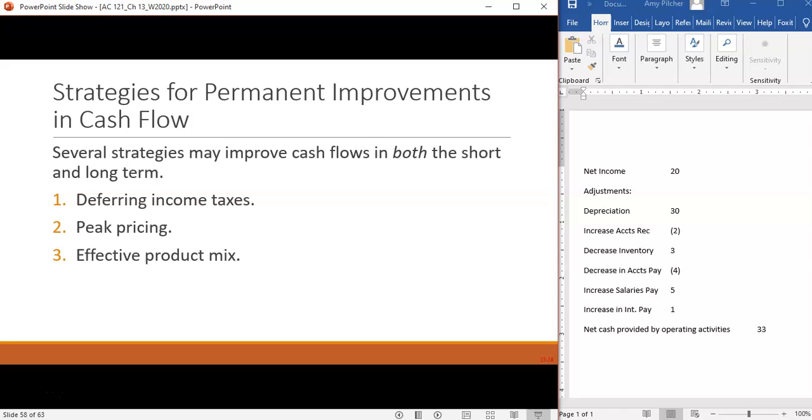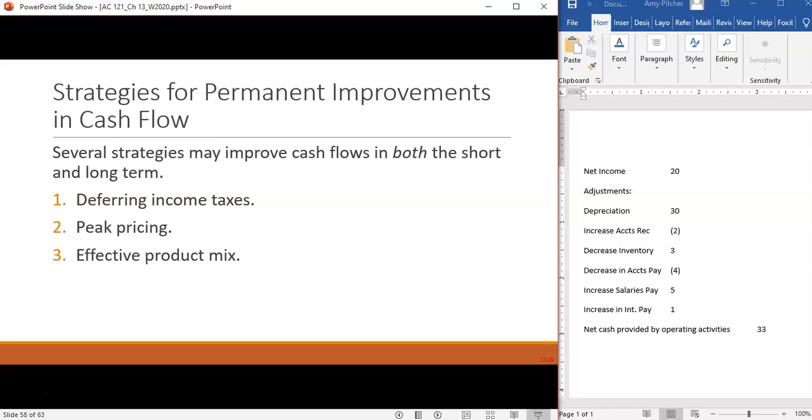Peak pricing is another way. What peak pricing does is you increase the price when there's increased demand. For example, think of hotels. Hotels have different pricing Monday through Thursday for their rooms than they do on Friday and Saturday nights. This is because there's a higher demand on weekends for hotel rooms than there is during the week.